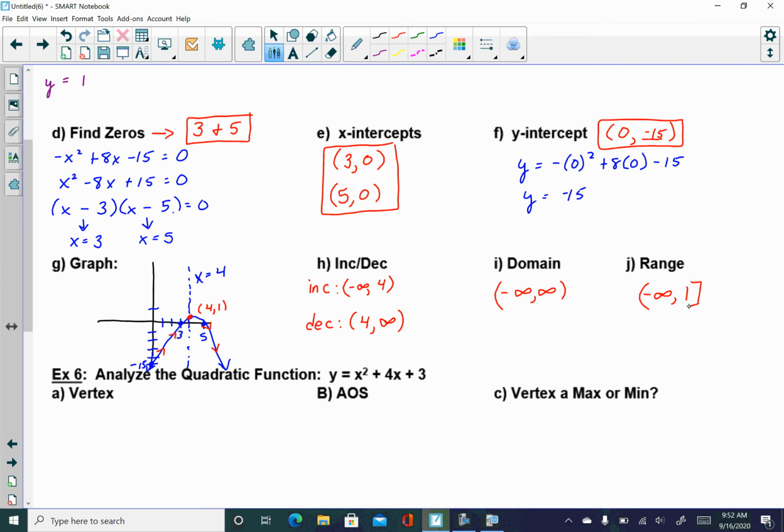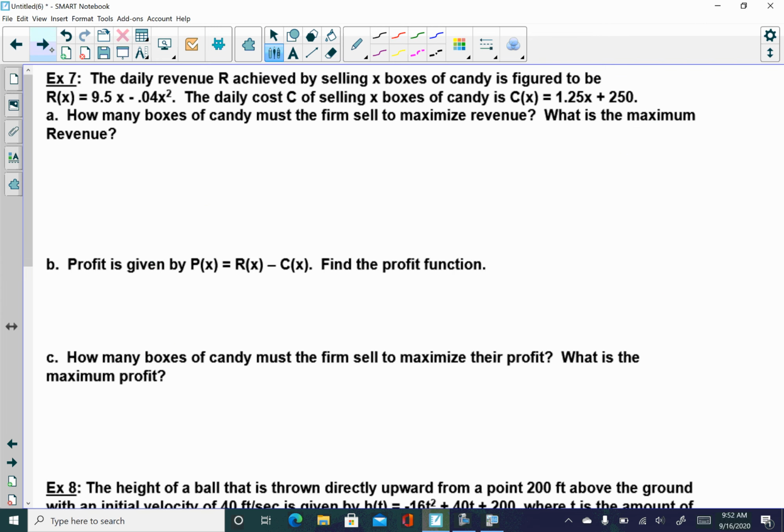Definitely encourage you to do example 6 on your own. And then I'm going to flip it on over and look at these applications here on the last page. So I think I'm going to work examples 7 and 8 with you. I'm going to work both of them, but by all means, if you feel good about it, then pause the video and try them on your own, okay?